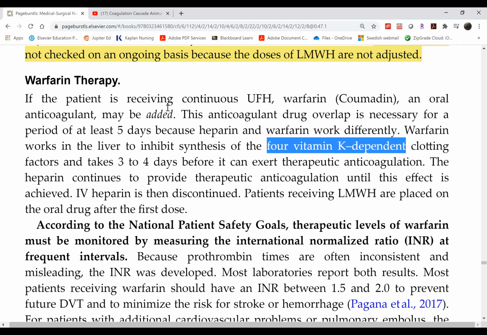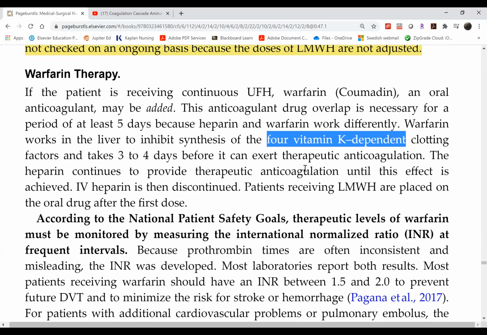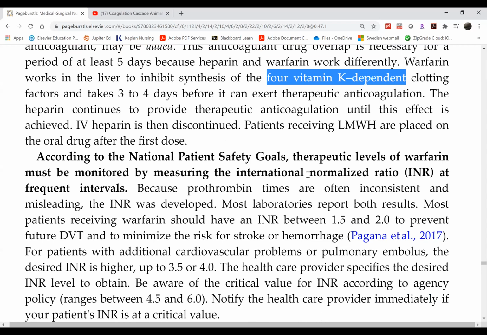So there's an overlap, because unfractionated heparin gives you anticoagulation right now. So the moment you start infusing it, the patient is protected from further clot formation. And then you also start the warfarin today. Again, there will be an overlap, so the patient will be on both heparin and warfarin at the same time until the INR reaches between 1.5 to 2.